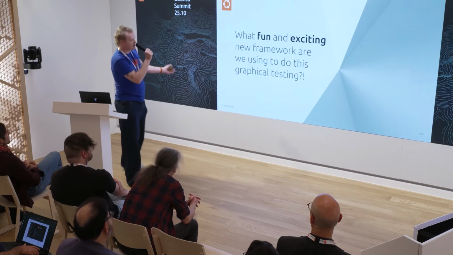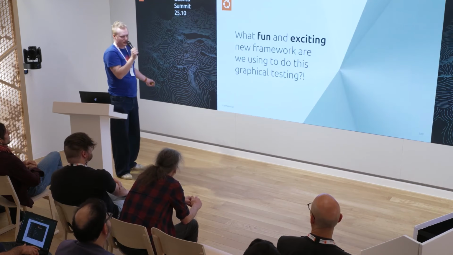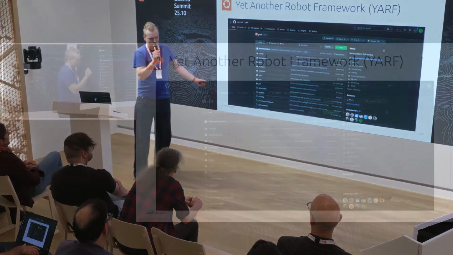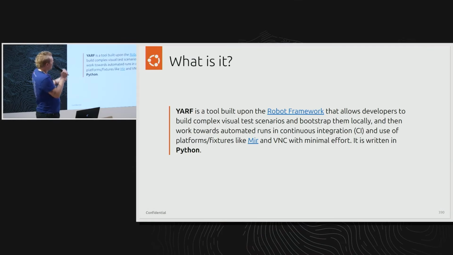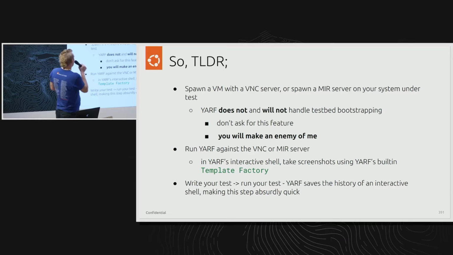So what fun and exciting new framework are we using to do this graphical testing? YARF, which stands for Yet Another Robot Framework. This is YARF, like I said, open sourced in the last cycle. We've been developing it before that. What is it? It's a tool built on top of Robot Framework that allows developers to build graphical test suites to run against various different backends. It's written in Python. It's very simple and straightforward. I've been enjoying it a lot.